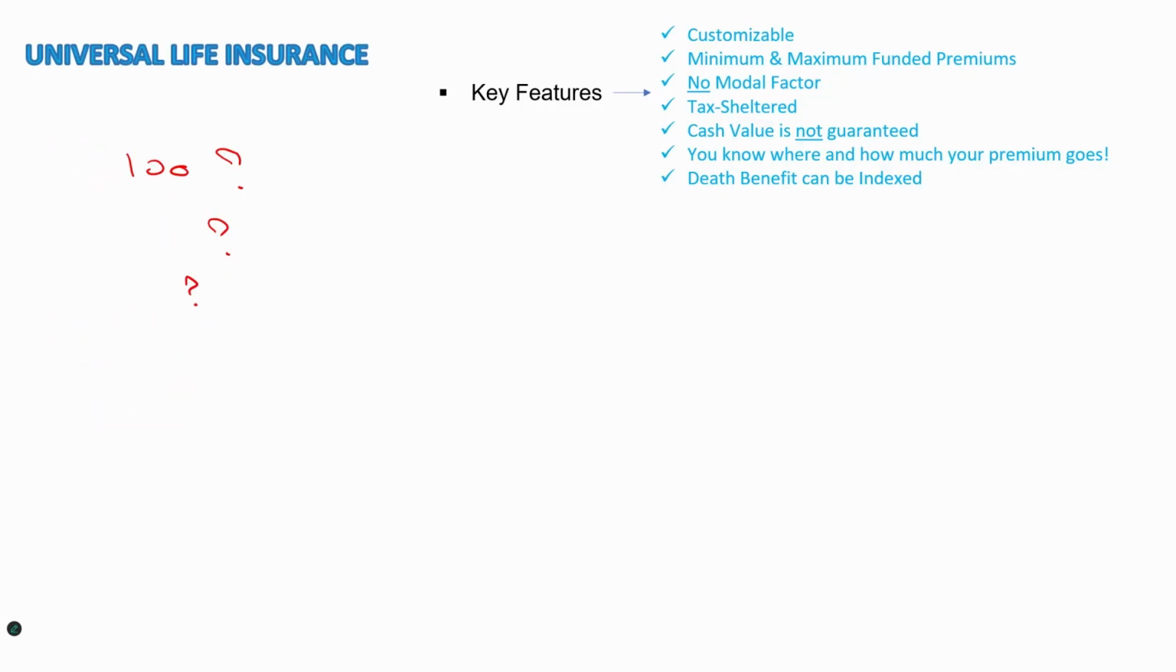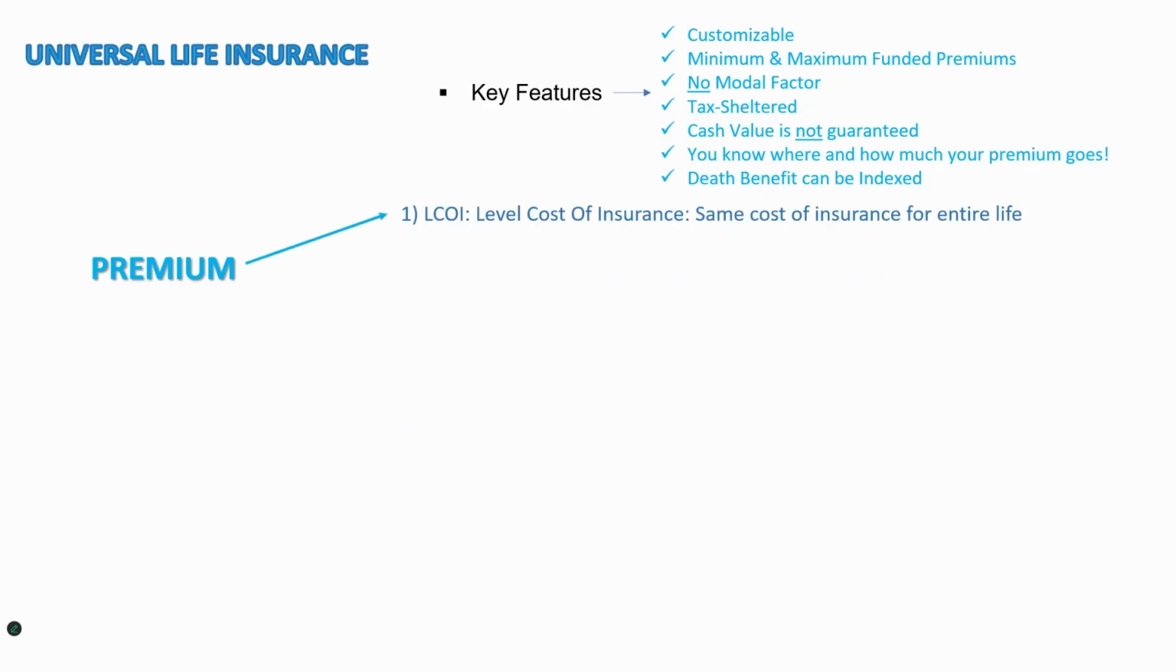So, why am I saying this? Because I can choose the way I want my cost of insurance to be calculated in a universal life policy. One option is called the level cost of insurance. So it kind of exactly means that I'm getting a T100.